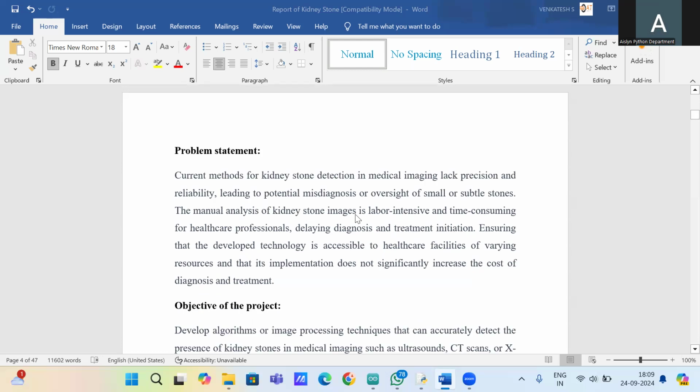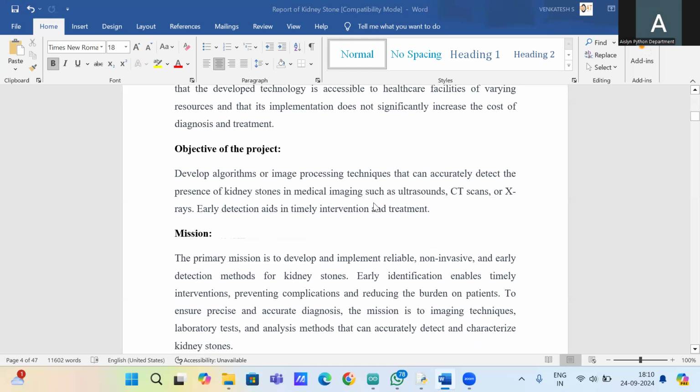Our current methods for kidney stone detection in medical imaging lack precision and reliability, leading to potential misdiagnosis or oversight of small or subtle stones. The manual analysis of kidney stones is labor intensive and time consuming for healthcare professionals, delaying diagnosis and treatment initiation. We must ensure the developed technology is accessible to healthcare facilities of varying resources and that its implementation does not significantly increase the cost of diagnosis and treatment.